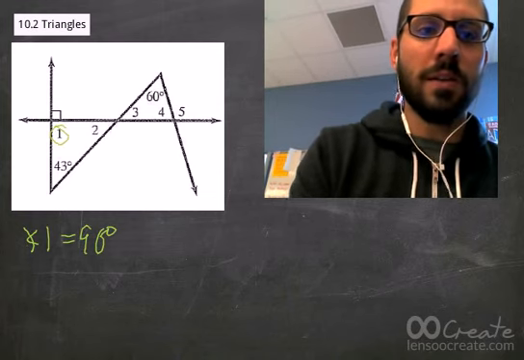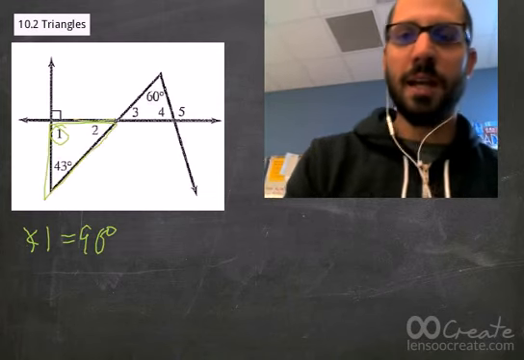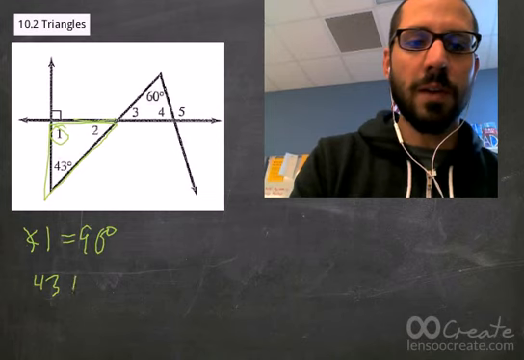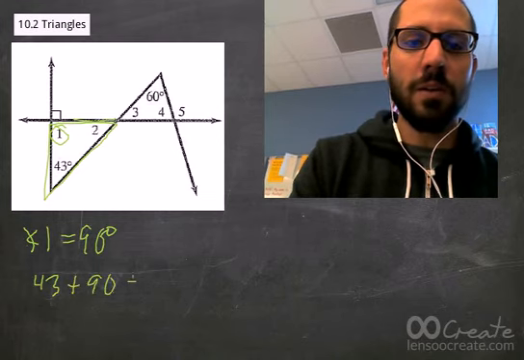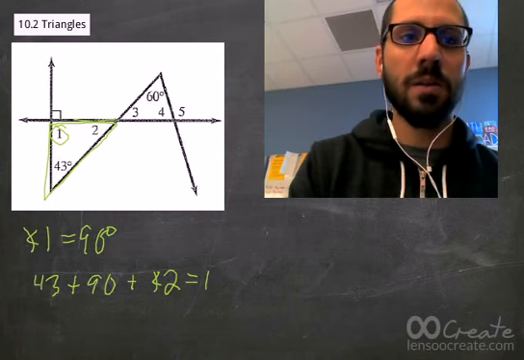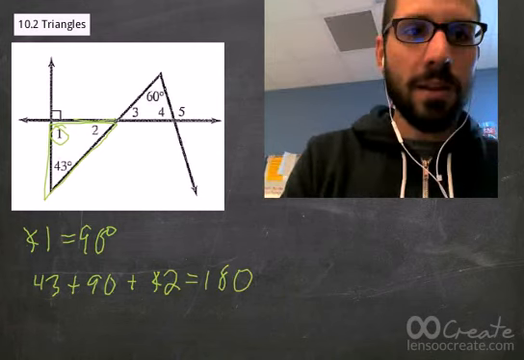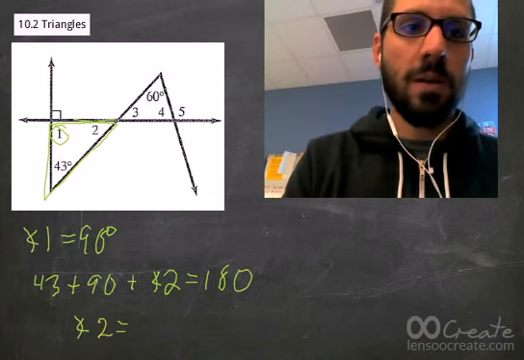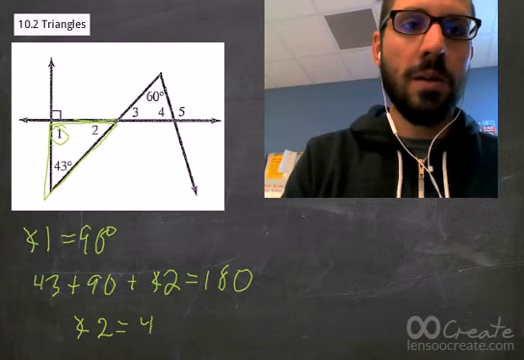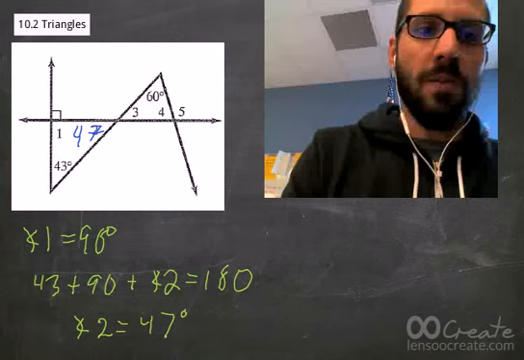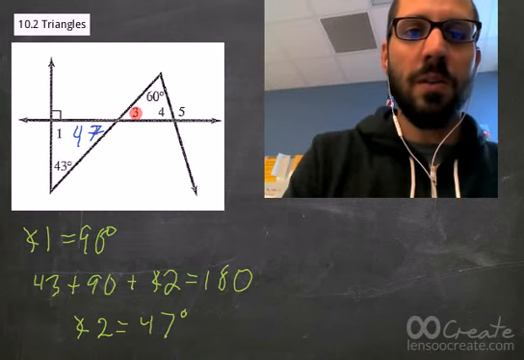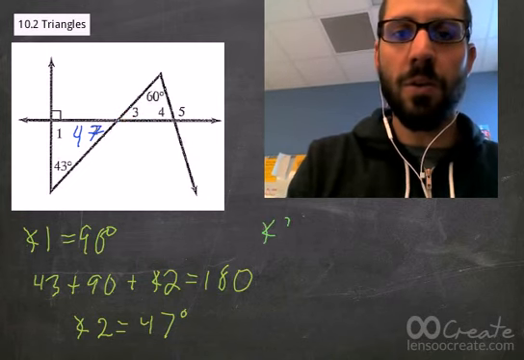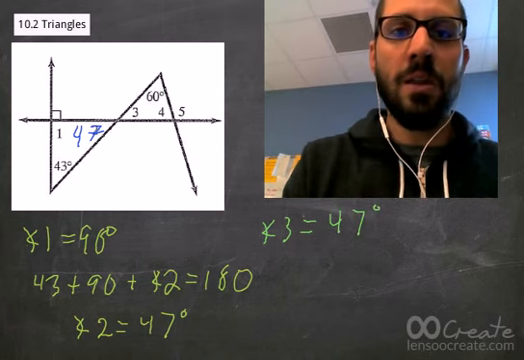Then if we know angle 1 is 90 degrees, we can look at this triangle here. It has to add up to 180, so we can say 43 degrees plus 90 degrees plus angle 2 is 180. So if we subtract the 43 and the 90 over, we'll get angle 2 equals 47 degrees. And if angle 2 is 47 degrees, angle 3 is diagonal with it. So we can say that angle 3 is also 47 degrees.